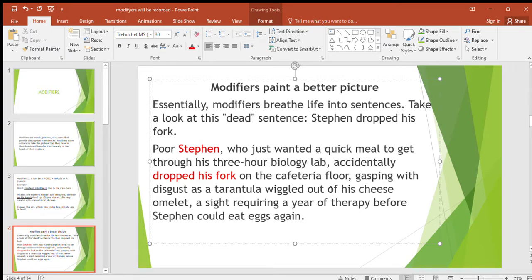Going back to what I said earlier, it is like adjectives. But the difference is modifiers paint a better picture. Adjectives only describe a noun or a pronoun to give them more description, while modifiers help create a better picture, helping you, the readers, imagine what the paragraph or the story is all about.